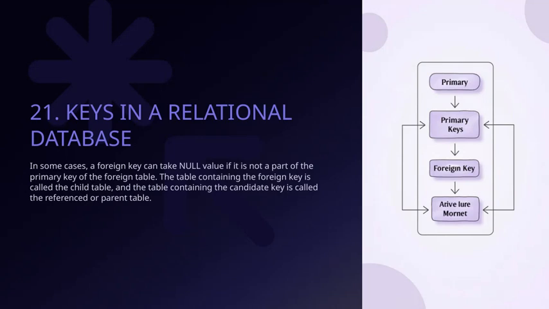Now, let's talk about keys in a relational database. In some cases, a foreign key can actually take a null value. This happens when the foreign key isn't part of the primary key in the foreign table. So, it's important to understand that the table containing the foreign key is called the child table, and the table that contains the candidate key, meaning the key that the foreign key references, is known as the referenced or parent table. This relationship is fundamental because it helps us understand how tables connect and how data integrity is maintained across the database. Recognizing these roles and conditions allows us to design more flexible and accurate relational models.